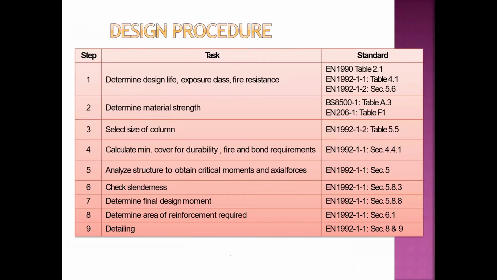And this is the design procedure for the column, step by step, number 1, 2, 3, 4, up to 9. Number 1 to number 6 are the checking, and number 7 is to determine the final design moment, and number 8 is the design process. The detailing is step number 9, and this is the corresponding standard or rules to be referred.